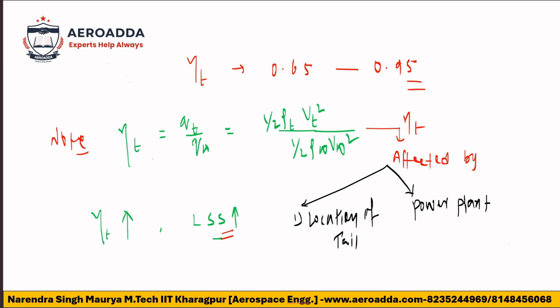So obviously it depends on whether it is pusher or propeller. Check it. For the power plant, I will show the diagram so you will understand. See, in a few engines the propeller will be here, and in a few engines the propeller will be here. So this is the propeller type, and this is the pusher type. Because of that also, that eta t will be changing. Effect of power plant, always remember.